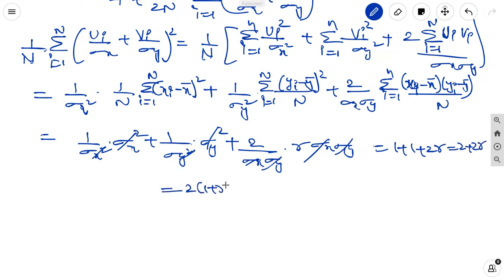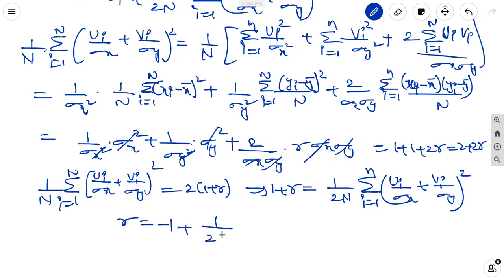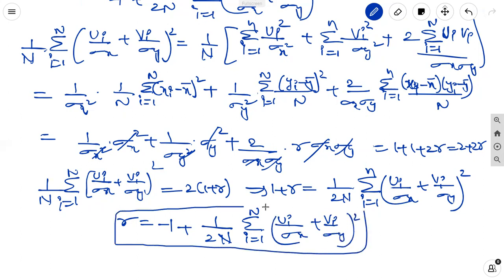Taking 2 common, 1 plus r equals 1 by N summation i equal to 1 to N, (ui by sigma x plus vi by sigma y) whole square. From this, 1 plus r is equal to 1 by 2N summation i equal to 1 to n, (ui by sigma x plus vi by sigma y) whole square. So r equals minus 1 plus 1 by 2n summation i equal to 1 to n, (ui by sigma x plus vi by sigma y) whole square. It is the second proof.